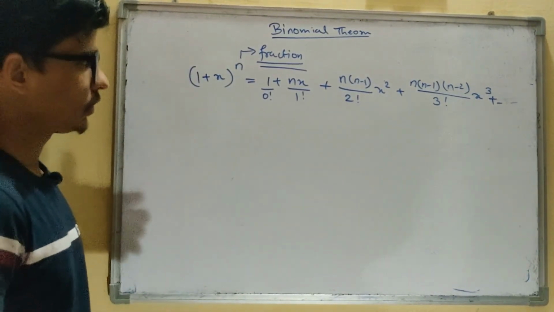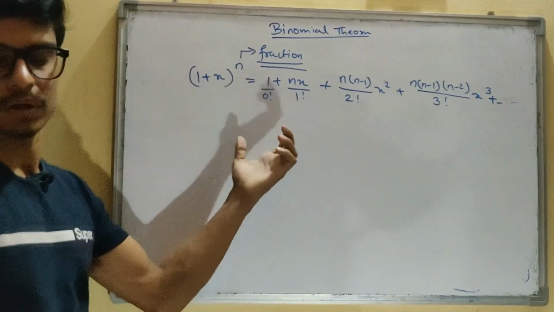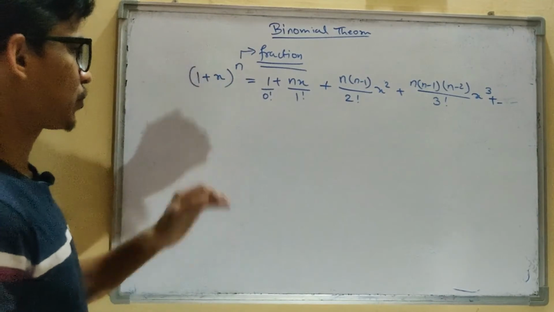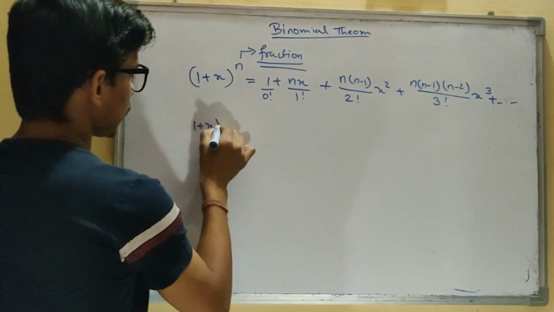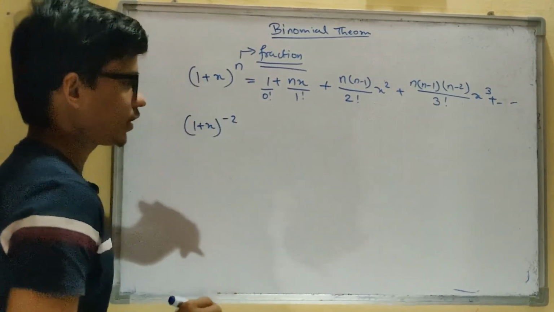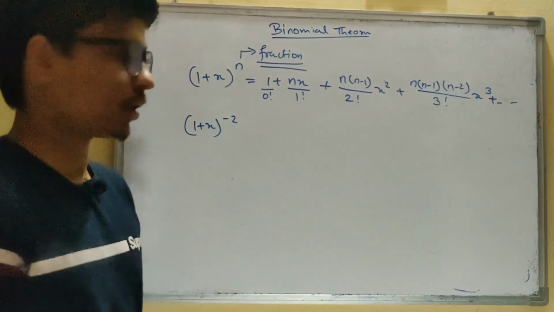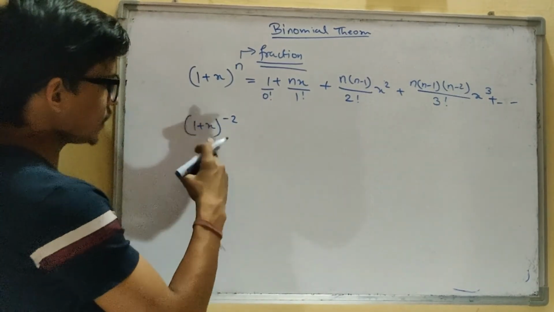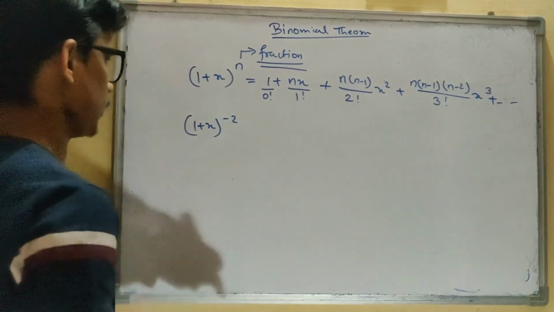Sometimes there are questions where they ask for the fifth term or 10th term in the expansion. For example, the question is (1 + x)^(-2), and they ask you to calculate its fifth term or sixth term. How are you going to do this? Please try to solve it by yourself. You have to write its expansion.